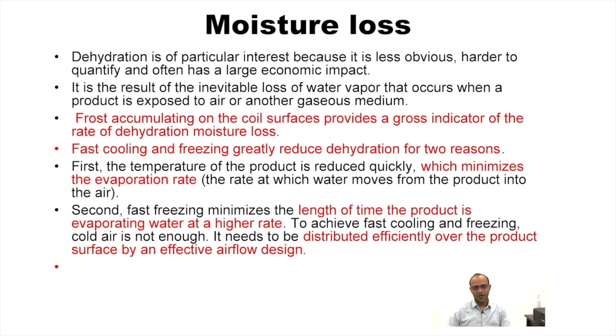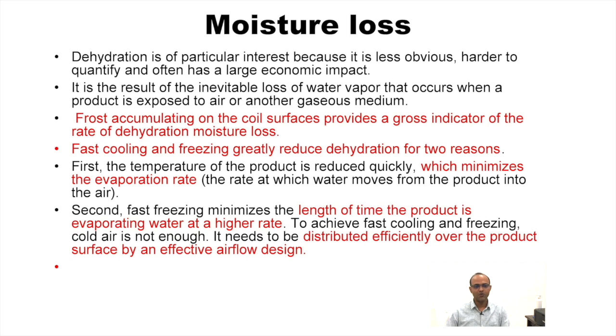Moisture loss. Now basically dehydration is another aspect which is very important and has an economic impact. The higher the moisture loss, the lower the price you will get for that. At the same time, because of the moisture loss, there will be frost accumulation on the coil surface, which will reduce the heat transfer from the product to the evaporator coils. This is a direct as well as an indirect impact of the moisture loss.